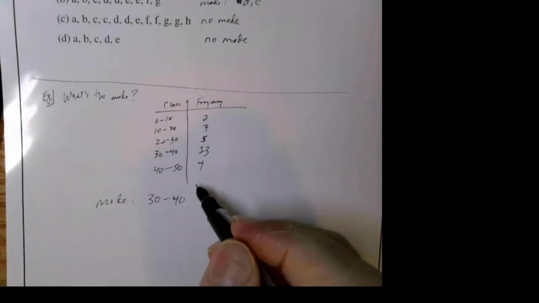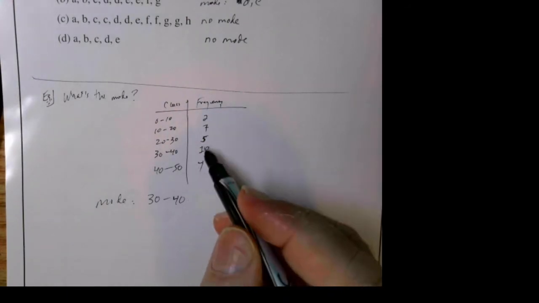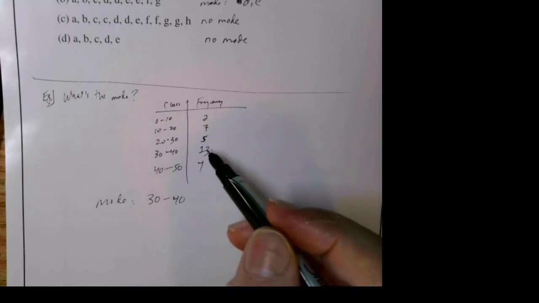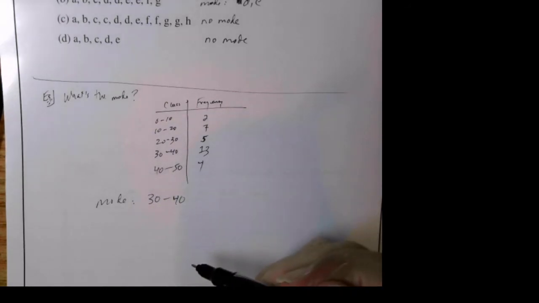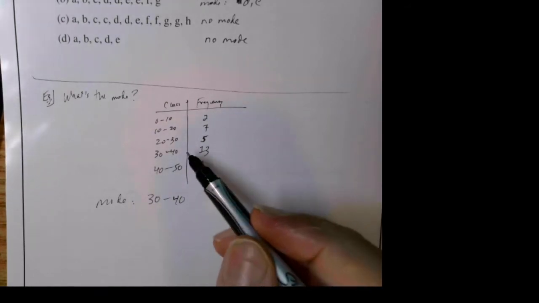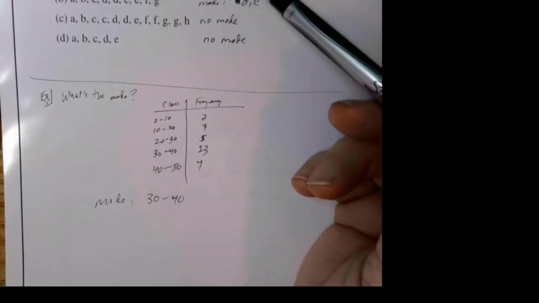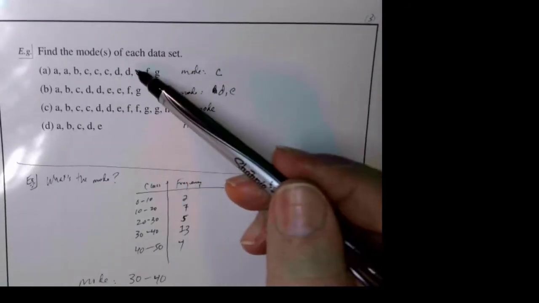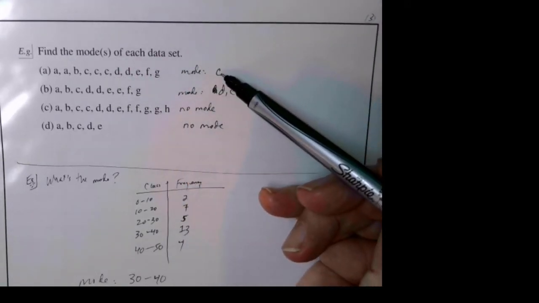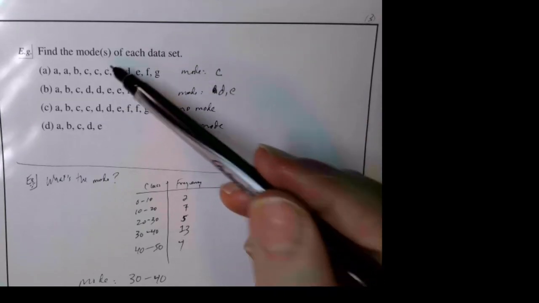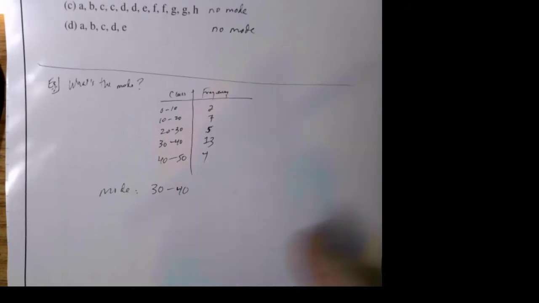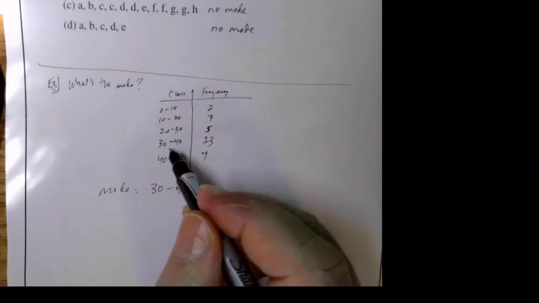In this case, just a warning: if this were a multiple choice question, one of the wrong answers would be 13, the actual frequency. The mode is the class or the data value up here. Like in the earlier problem, I didn't say that the mode was 3 because C occurred 3 times. The mode is what is occurring most frequently. And that's the same if you have classes. The mode here is not 13, it's the class 30 to 40.